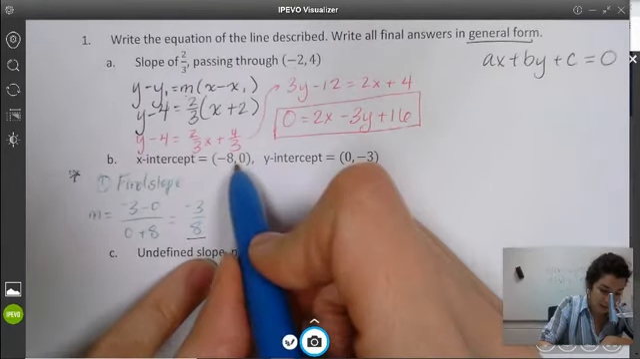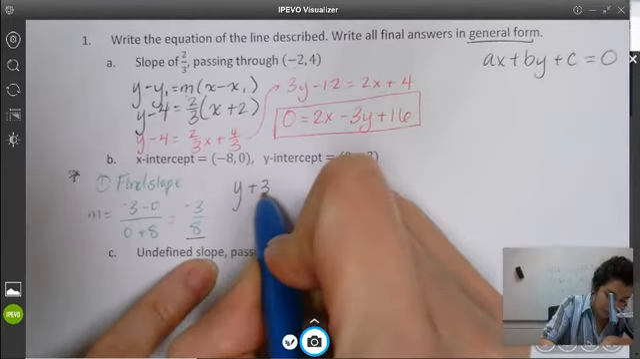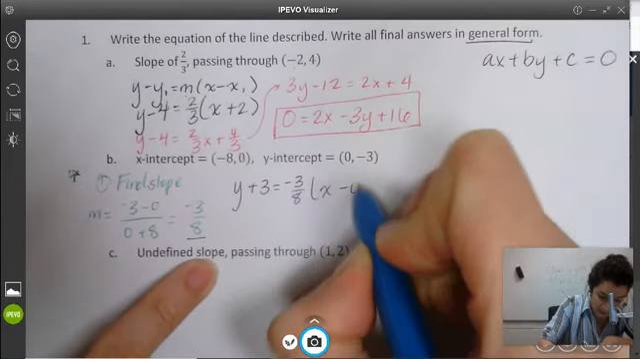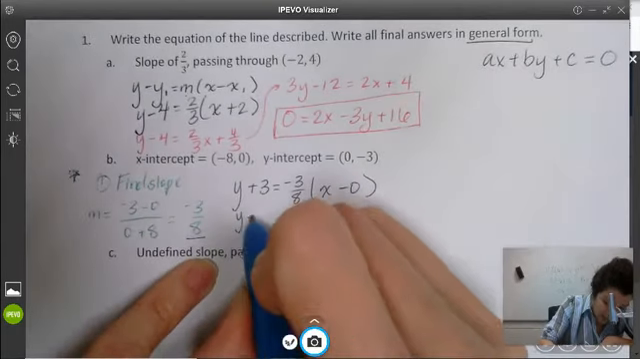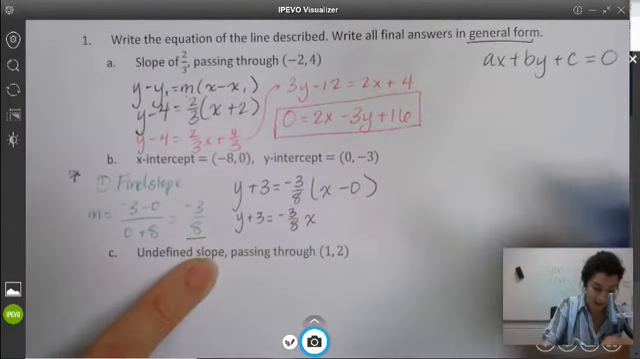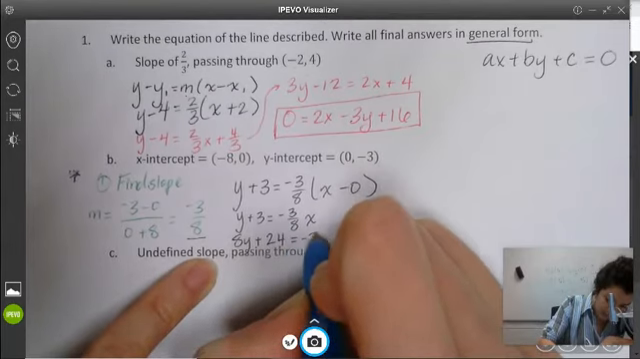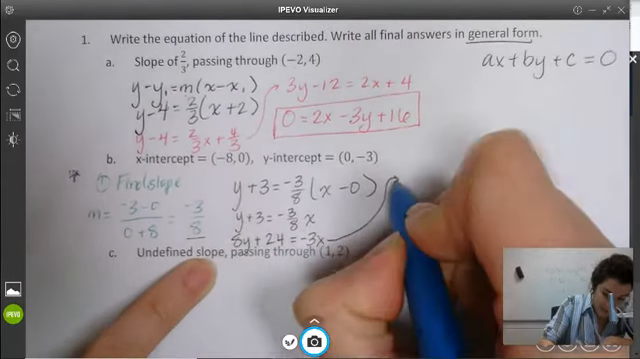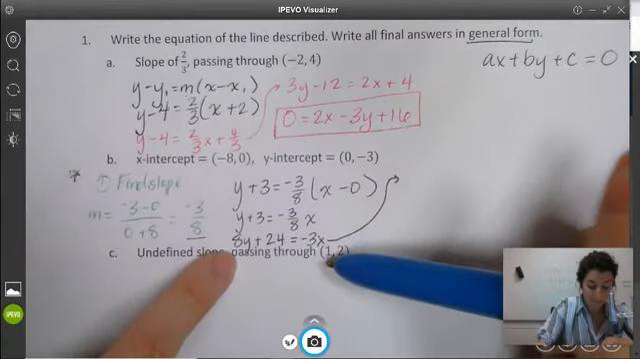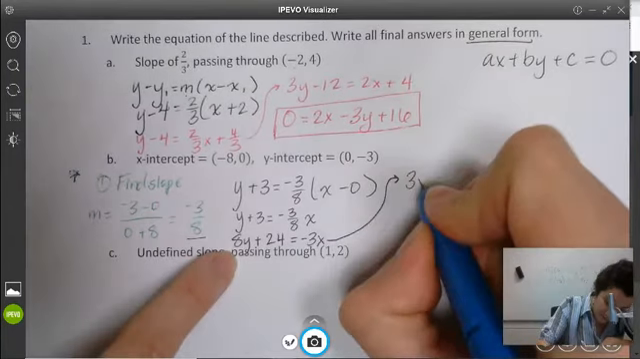Plugging in either of the points, I'm going to go ahead and choose my y-intercept. I'm going to do y plus 3 equals -3/8 times x minus 0. I'm going to distribute my -3/8. I'm going to multiply everything by 8. And then I'm going to manipulate this such that I get this x to be positive, which means I'm going to add 3x to both sides.